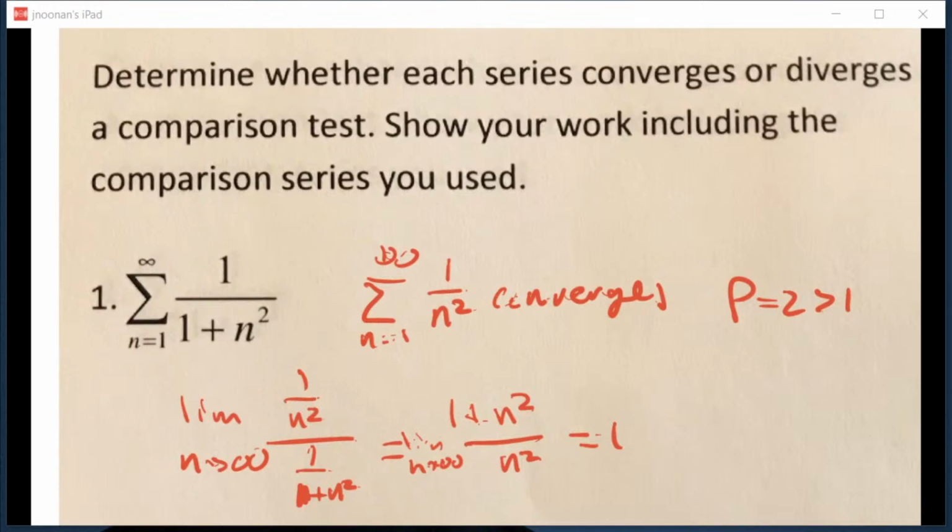I did the limit comparison test for each one, but you might have chosen to do a direct comparison. It just depends on the problem. In fact, the last one was probably easier to just do a direct comparison. So here's mine. The first one, I compared to 1 over n squared, which converges because this is a p-series with p equals 2, which is greater than 1. I did my limit with a lot of messy work here, and I got 1, which meant that the two series would go to the same place. Both converge or both diverge. So since this one converges, that one will converge.